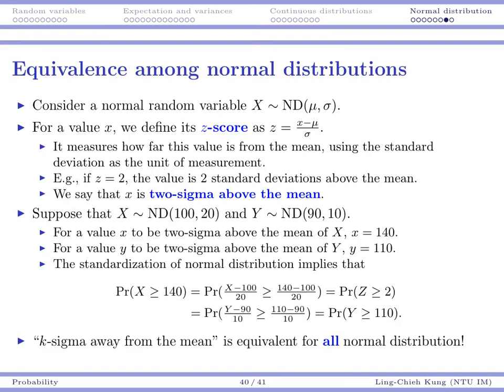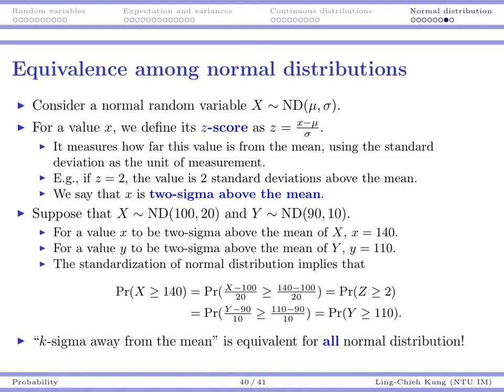For each of them, I want to ask, what's the probability for a value to be 2 sigma above the mean? For x, I'm asking what's the probability for x to be above 100 plus 2 times 20. For y, I'm asking what's the probability for y to be above 90 plus 2 times 10. Okay? I want to ask what's the probability.